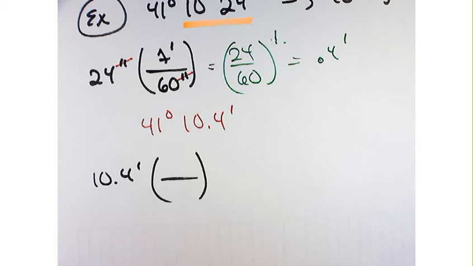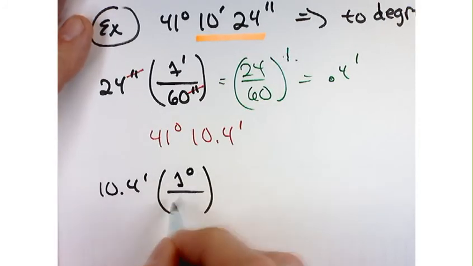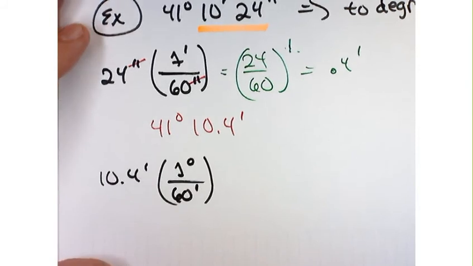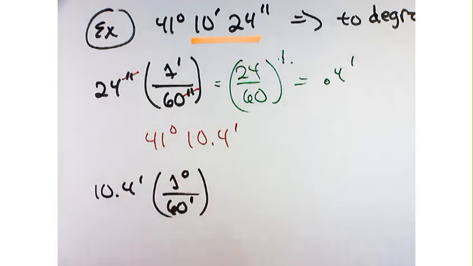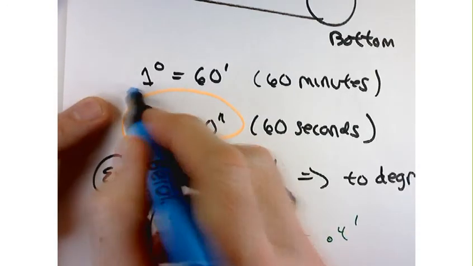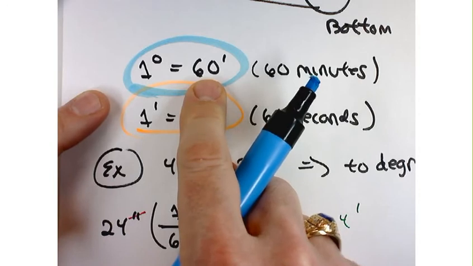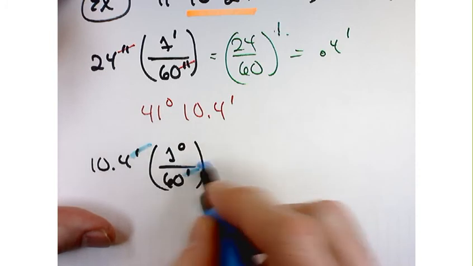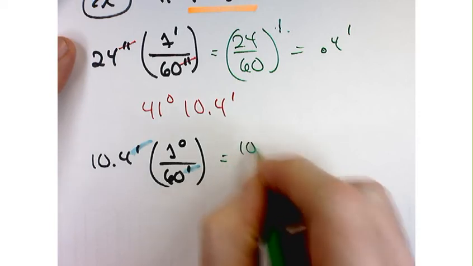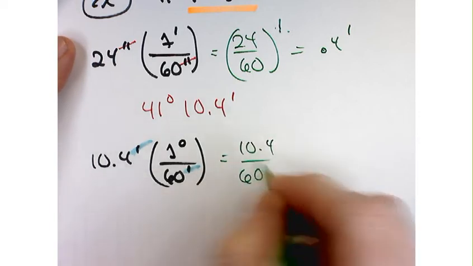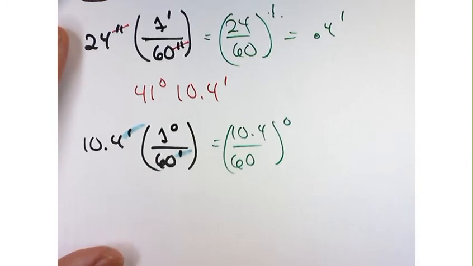We don't have to go all the way up to 360. Is it just still 1 over 60? Yeah, it's 1 over 60. Good. So it's 1 degree is 60 minutes. And that goes back to this bit up here. 1 degree is 60 minutes. If I want to get rid of units of minutes and end up with degrees, I put units of minutes in the denominator. Units of minutes cancels. I'm going to be left with 10.4 over 60, and that's all going to be in units of degrees.